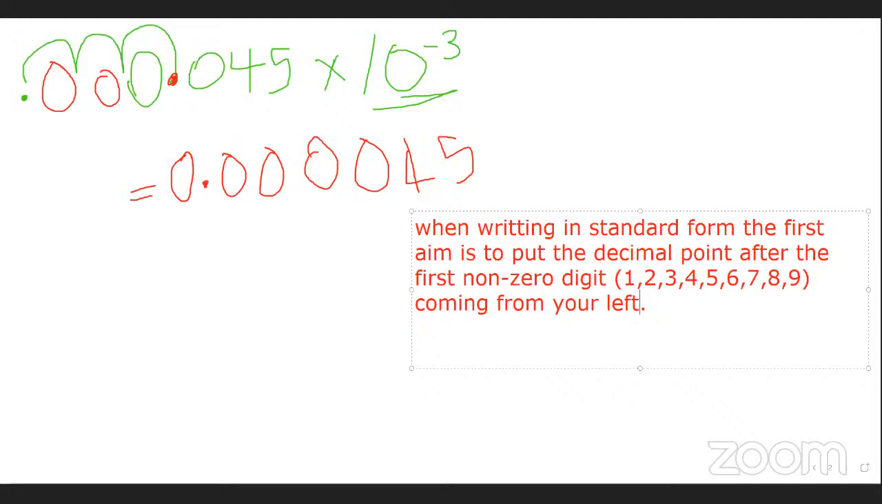Miss, when Miss Hunter said digit, is she supposed to say 1 or 2 or 3 or 4 or 5 digits, or should she say digit? All right, so we're going to ask the question again. What is the first non-zero digit coming from your left? 4, miss. 4. So we're going to move this decimal point to the first non-zero digit.